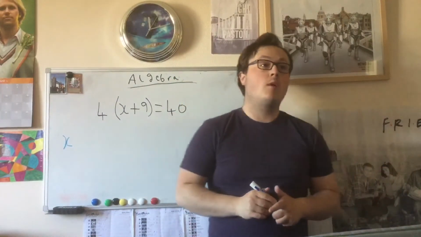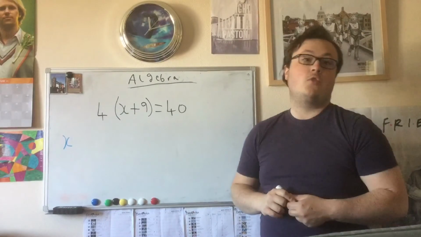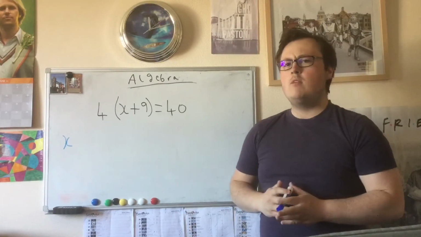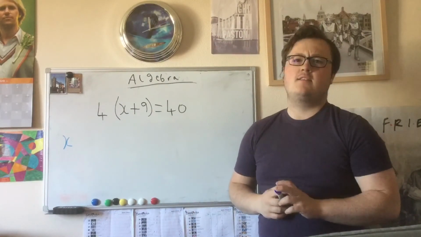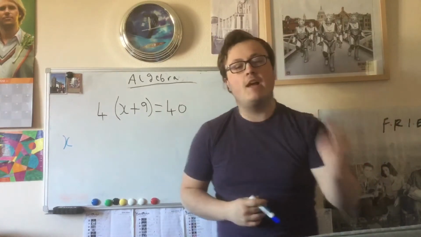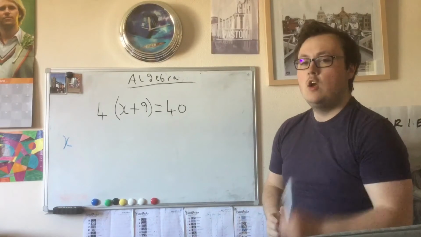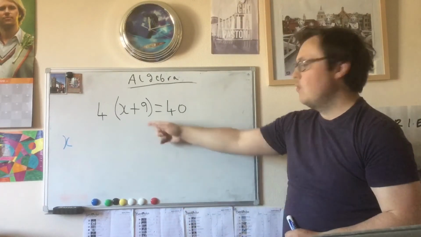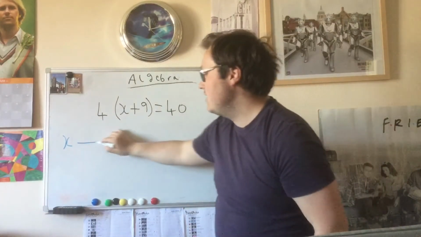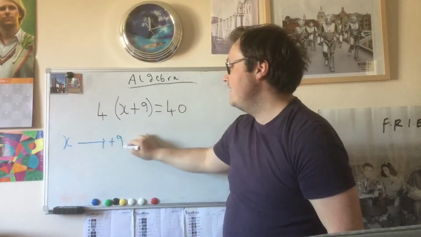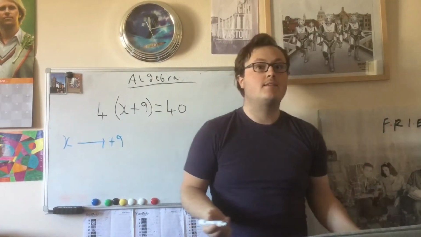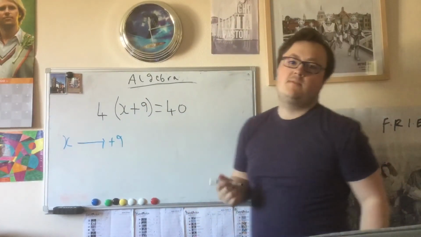Quite a few of you will say, well, you're timesing it by 4 because the 4 is in front of the x. But do you remember when I did that video on BIDMAS? What did I do first? You always focus on the brackets first. What's happening in the brackets? We're adding 9. So that is actually what we are doing first. We're adding 9 to x because it's in the brackets, BIDMAS.